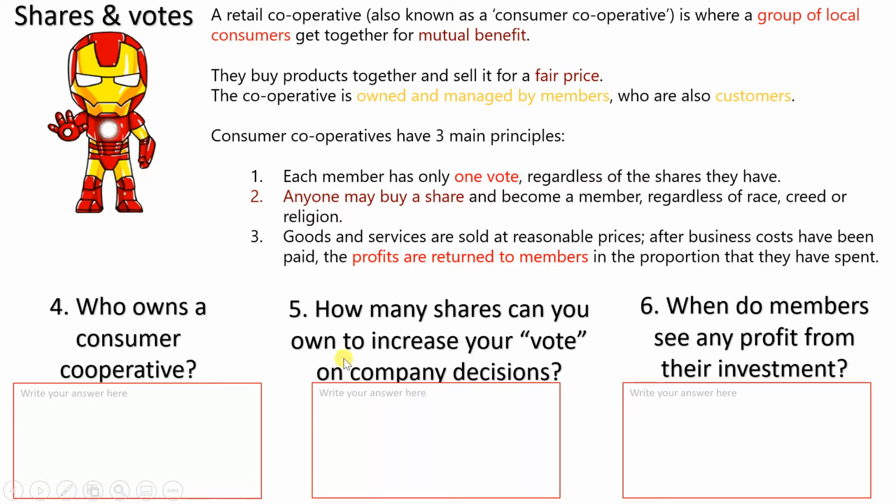Question 5, how many shares can you own to increase your vote on company decisions? You need to look in the section called the 3 principles and the numbered bullet points. This one is a smidge of a sneaky question, but that's the only clue I'm giving you. And the last one, question 6, when do members see any profit for their investment? Yep, that's in the numbered bullet points. You need to check the 3 main principles in the middle of the page.